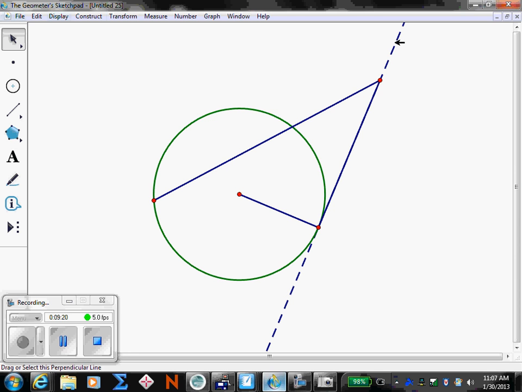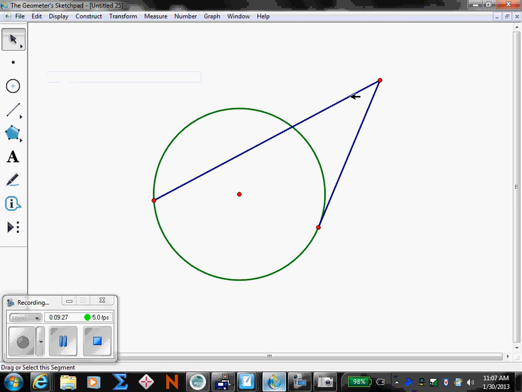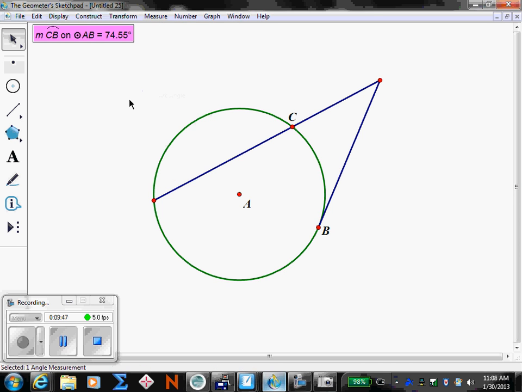A secant line passes through a circle at 2 points. I'm going to hide some of these things here. Okay, so there's my tangent, there's my secant. I'm going to make this other intersection a point here so that I can measure the arcs. So I'll highlight these 2 points with the circle and say measure arc angle. I want the degree measure, and then I'm going to come around here and highlight AB and highlight the circle and say measure arc angle.